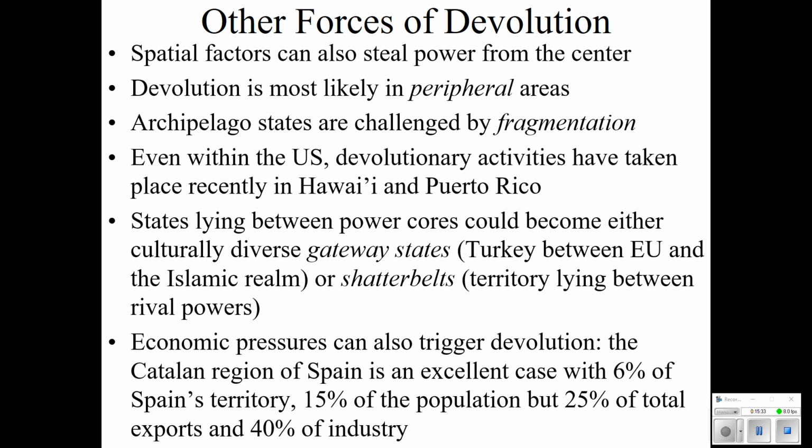Or it could be a shatter belt situation, where two core areas have had conflict against each other, and the territory lying between them is broken up in a sense of a shatter belt. You can certainly see that along India and Pakistan with the region of Kashmir. You can see that as you go through Eastern Europe between the old Soviet Union and the old NATO, countries like Hungary, Poland, Romania, Moldova, and the Baltic states of Estonia, Latvia, Lithuania. Sometimes those can be described as shatter belt type areas. And sometimes that can create devolutionary pressure as well.